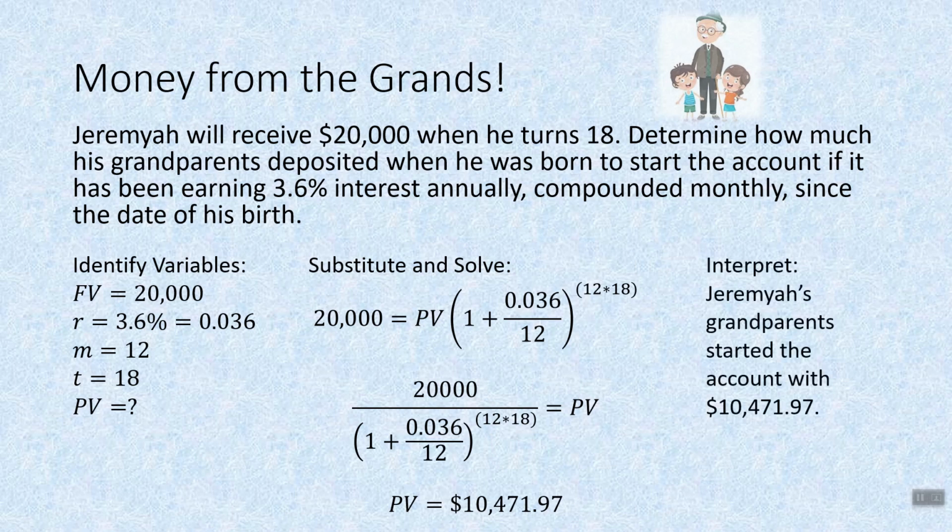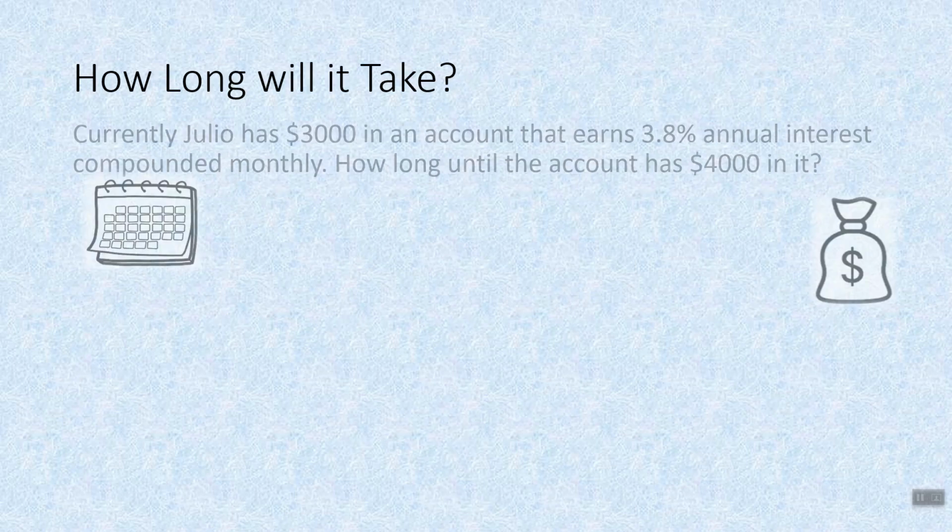$10,471.97. So that means Jeremiah's grandparents started the account on the day he was born with $10,471.97, which is the weirdest total to ever start with. And Jeremiah's my grandson, and he doesn't have that money. But I love him anyway.